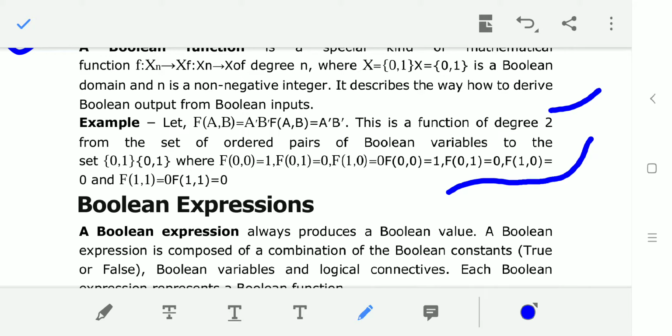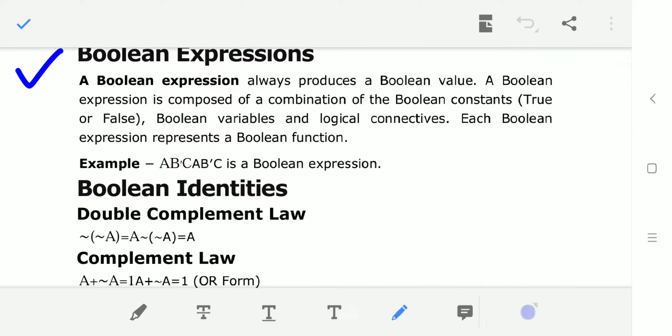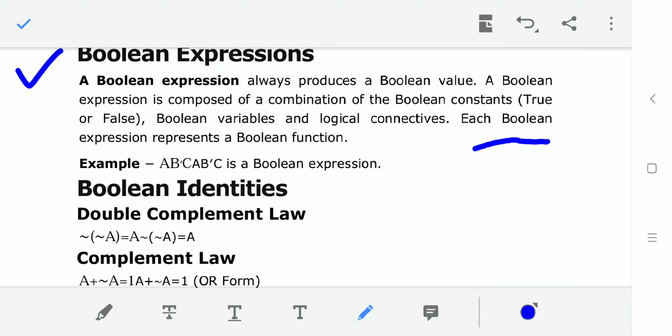Boolean expressions. A Boolean expression always produces a Boolean value. A Boolean expression is composed of a combination of Boolean constants, which can be either true or false, Boolean variables, and logical connectives. Each Boolean expression represents a Boolean function. Example: A, B, C is a Boolean expression.